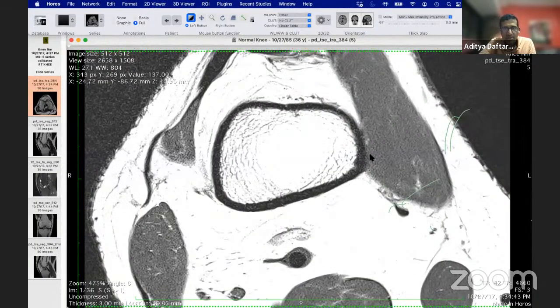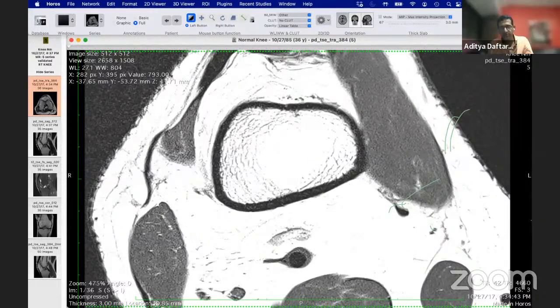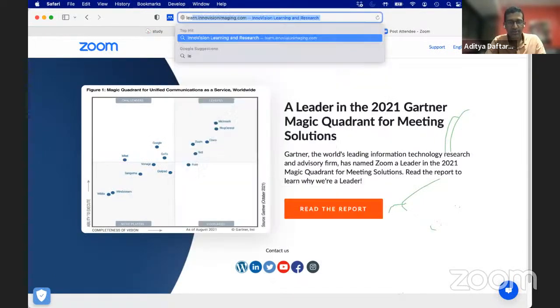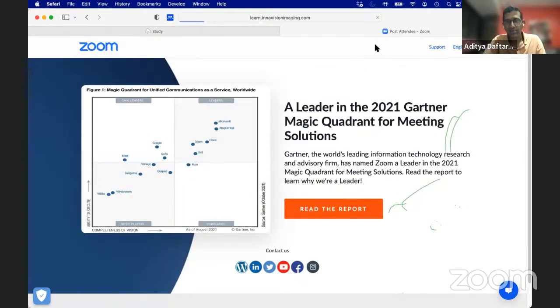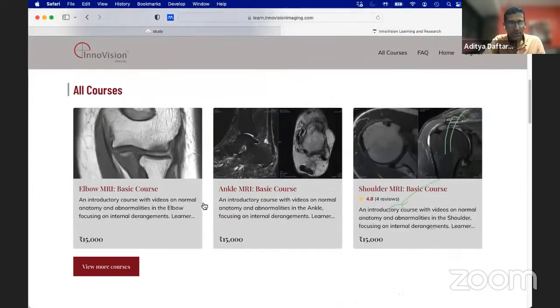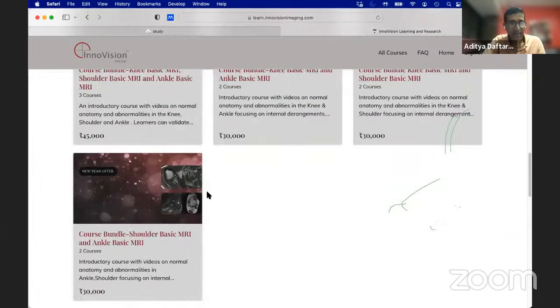Can we give you some quizzes through Google Forms? Look, for more examples, if you really want to go through this, I'm going to put in our website, learn.innovisionimaging.com. You can go to this site. The site may change a little bit, but it's our online education portal. We've got a basic course for knee MRI and shoulder MRI. You can sign up for that course.